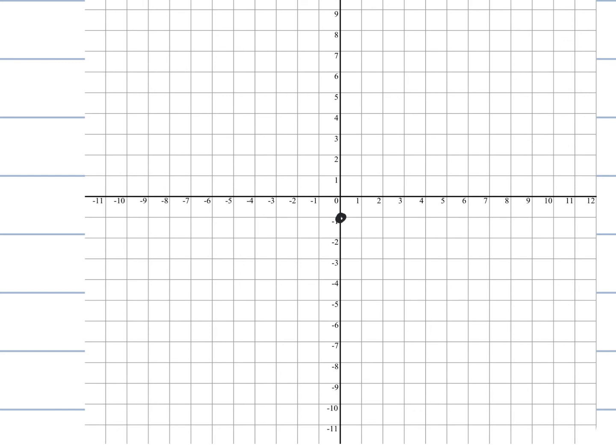Then where? Why? What's my slope? It's 1 over 1. Okay. Up 1 to the right 1. I need at least 3 points. Draw a line through those. This is your parent function. We're Gucci? Okay, thank you.